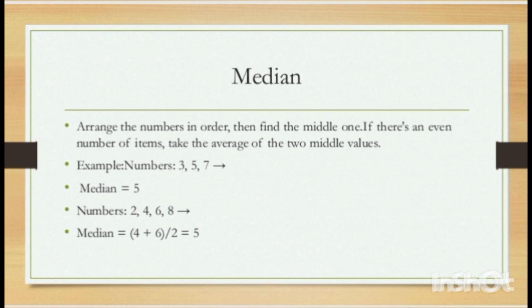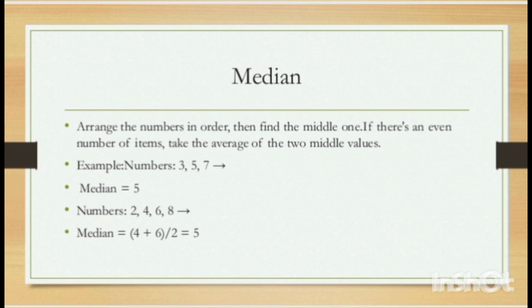The next type is the median. Median means the middle value when the data is sorted in order. If there is an even number of values, it's the average of the two middle values. For example, the given data set is 5, 7, 9, 12, 15. The median is equal to 9.